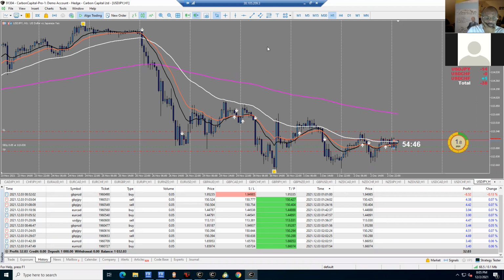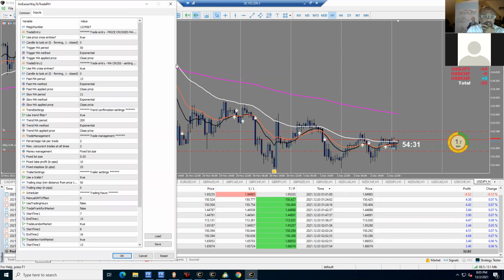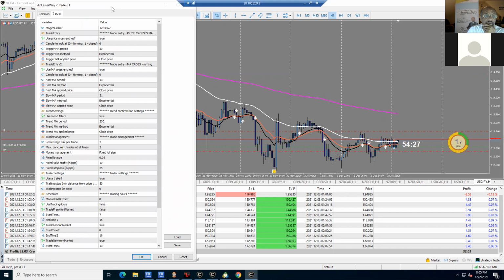But this version here, let me show you how it is right now. I sent it to my developer, and he'll have it done tomorrow. There's one thing that I want changed. Right now, this is the inputs right here. What it does is it uses price cross entries, or it uses MA cross entries.